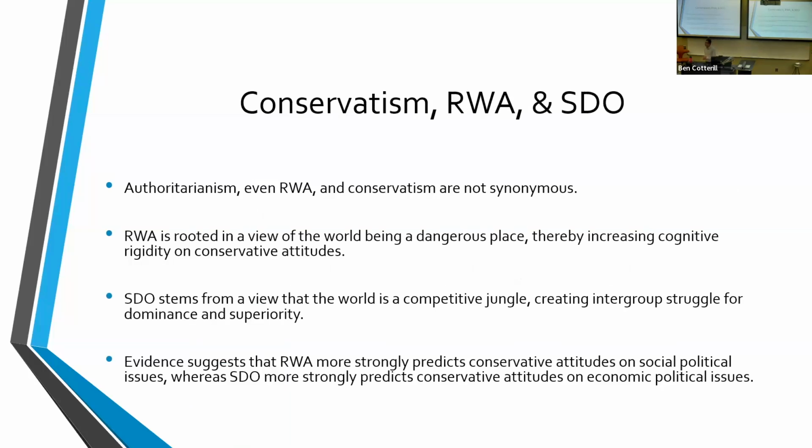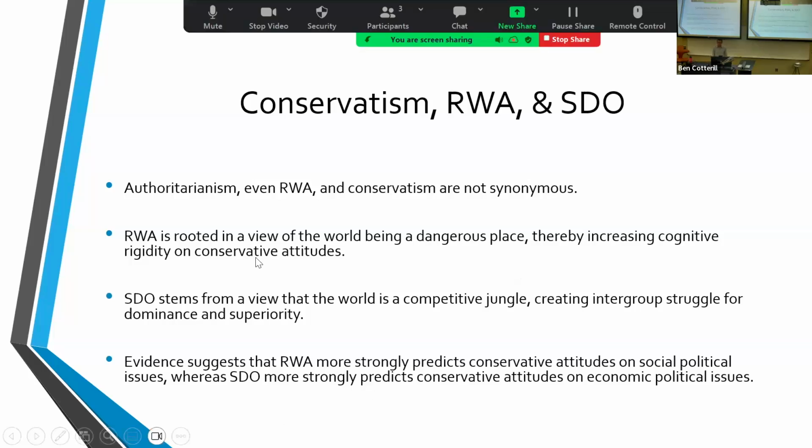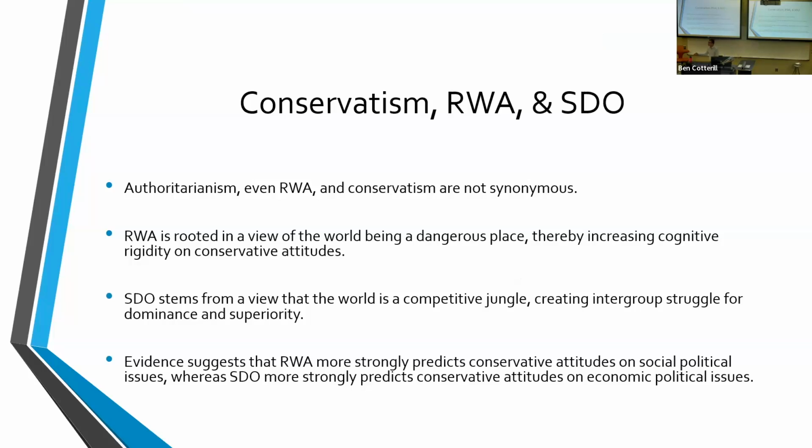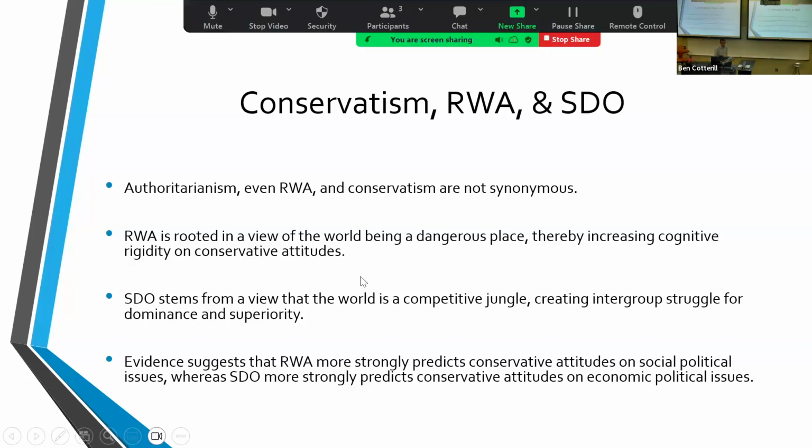Now, just to be clear, okay, conservatism and authoritarianism are not the same thing. Conservatism is not the same as right-wing authoritarianism either, okay? Right-wing authoritarianism is a view that the world is a dangerous place, and thereby one must submit themselves to conservative attitudes rigidly, without question, obediently, okay? That's where the problems arise, okay? And then social dominance orientation is the view that the world is a competitive jungle, and therefore one has to prove their superiority and dominance over other groups, okay?